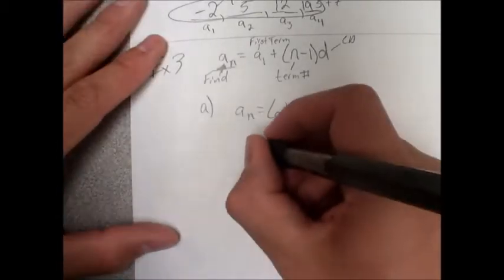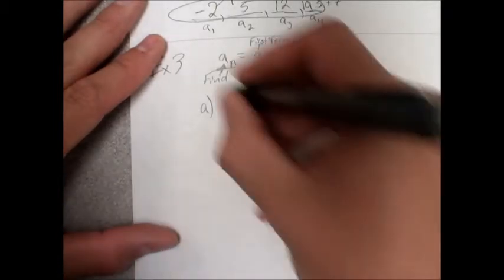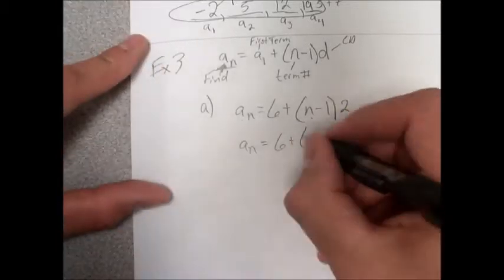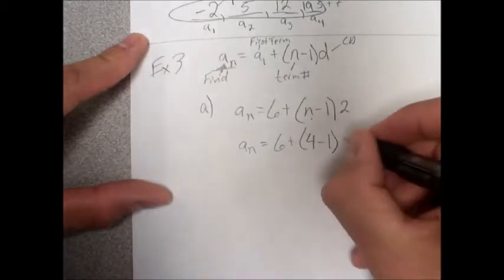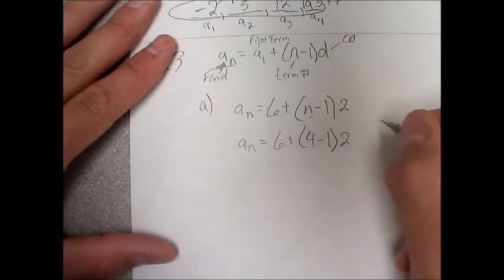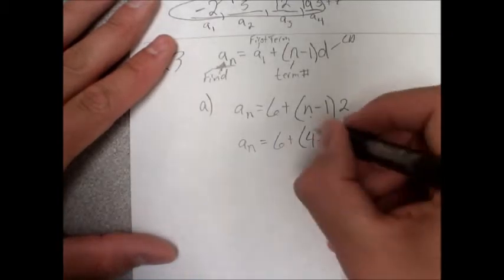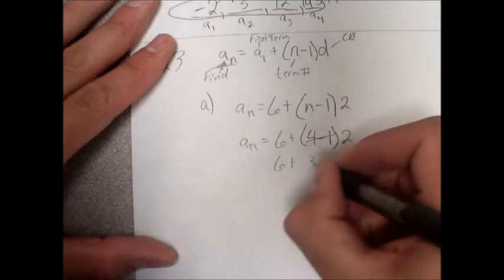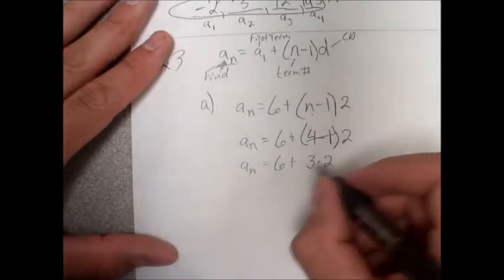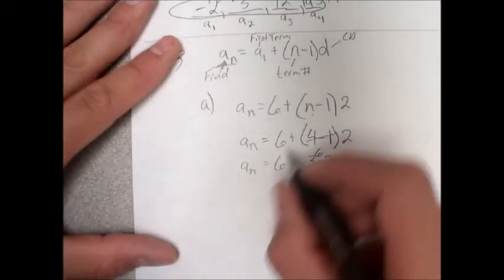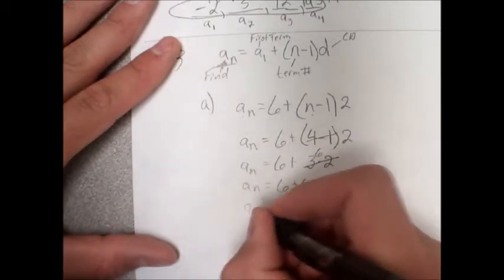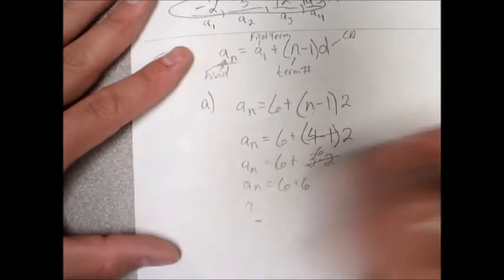So in order to find the term we're wanting, we have to plug in the number of terms. So the term number that we're going to find first is 4, and then we just solve for the rest of it. So I just solved that. Use order of operations. 4 minus 1 is 3. So now I have 6 plus 3 multiplied by 2. What's the next thing I do? Multiply. 3 times 2 is 6. And then we have 6 plus 6, which would be 12.